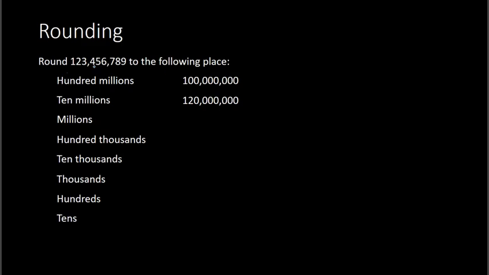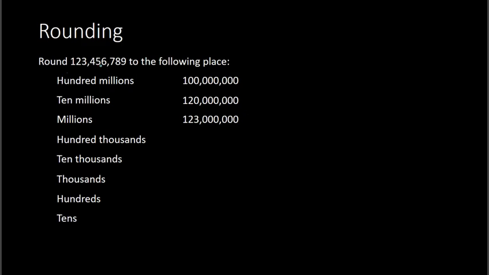To the millions place, we look at the 4, the one before it. The 4 is again closer to 0, so I'm going to round down, which means the 3 would stay the same. So this would be 1, 2, 3, followed by a bunch of zeros. So this would be rounded to 123 million.